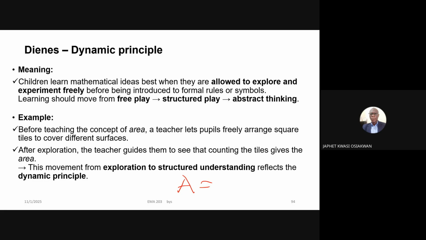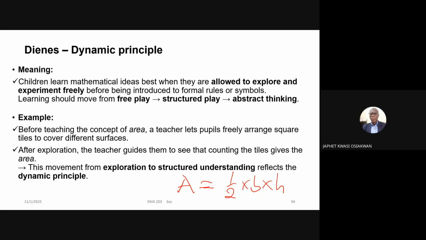What's the area of a triangle? Length times breadth. That is what? The area of a triangle is what? Half base times height. Yes, sir. Half base times height.